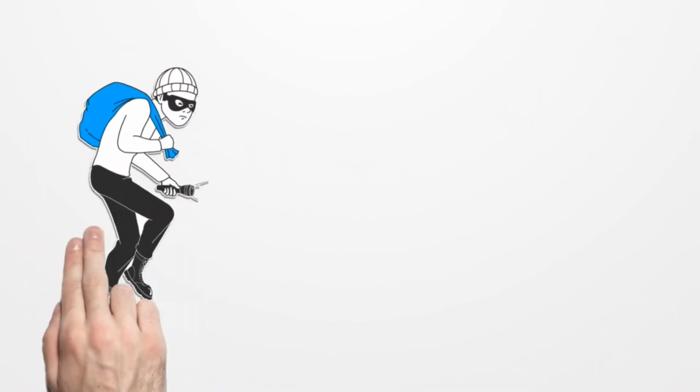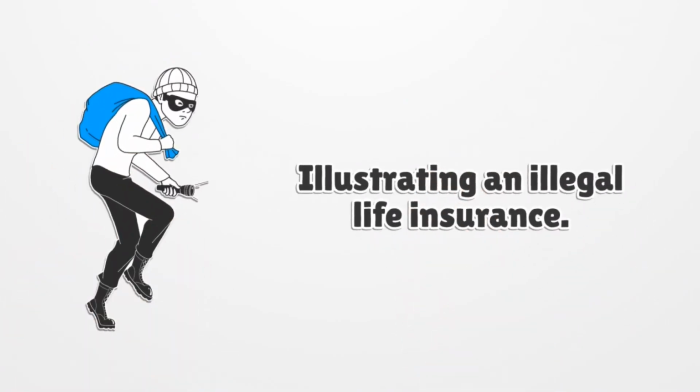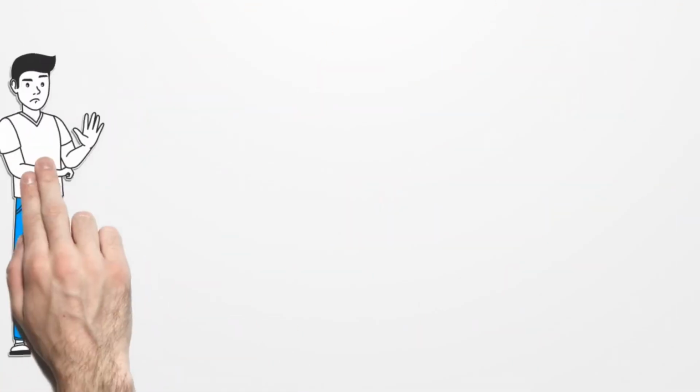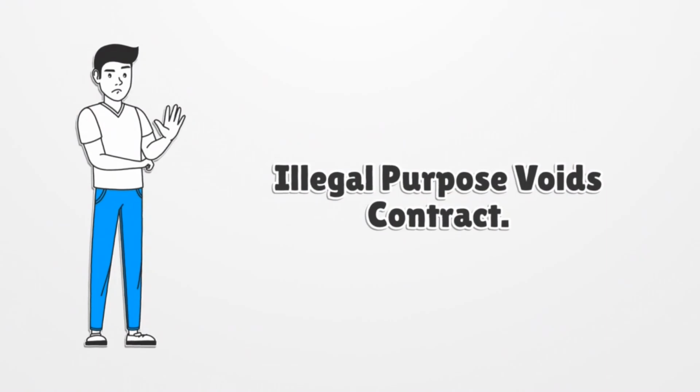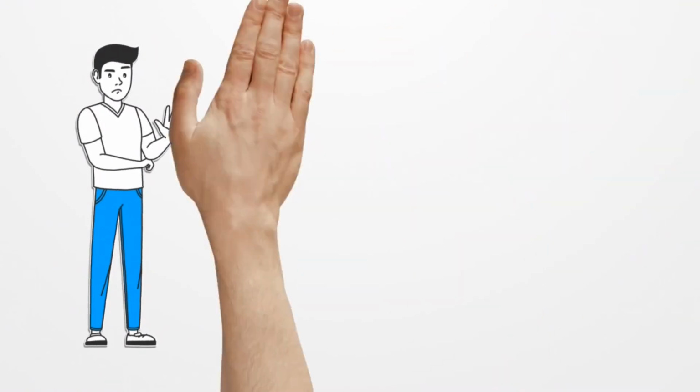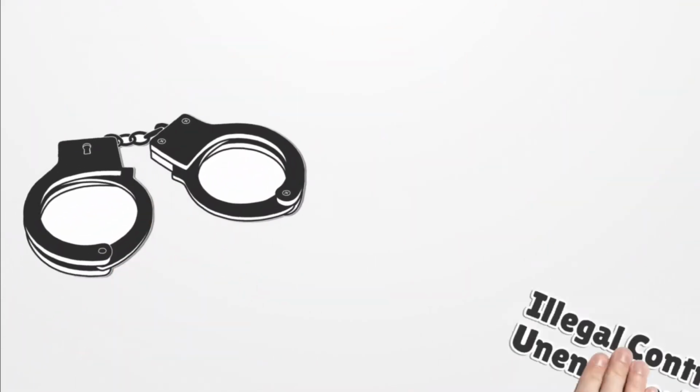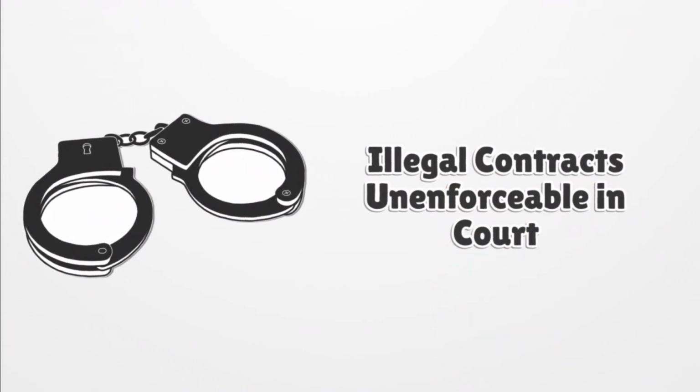To illustrate an illegal purpose, let's consider a scenario where someone takes out a life insurance policy on a business partner with the intent to murder them and collect the death benefit. This would be an illegal purpose, and the contract would be void and unenforceable. No court would enforce a contract that was entered into for an illegal or criminal purpose.